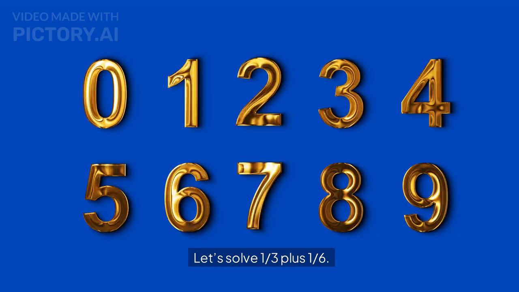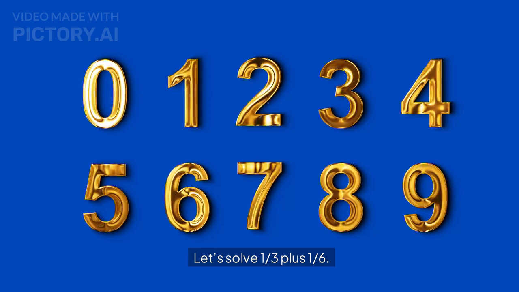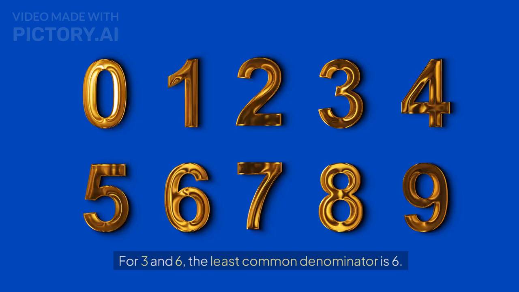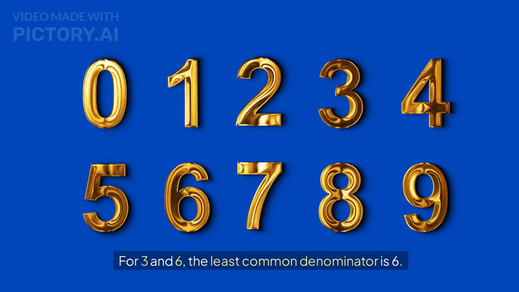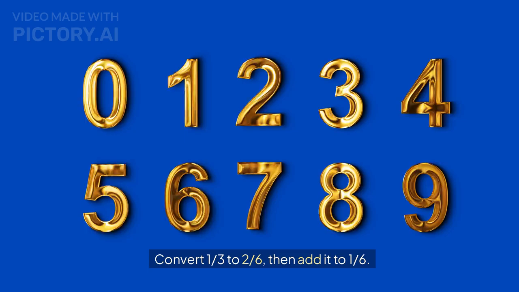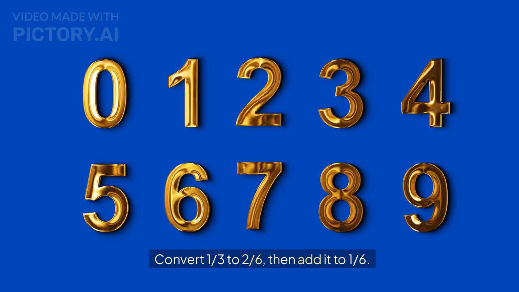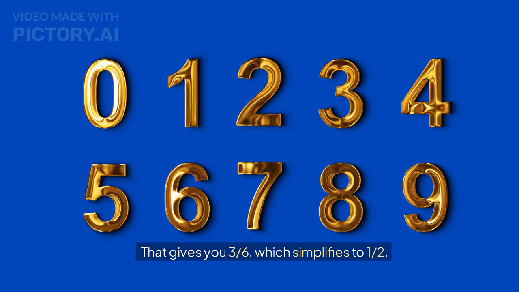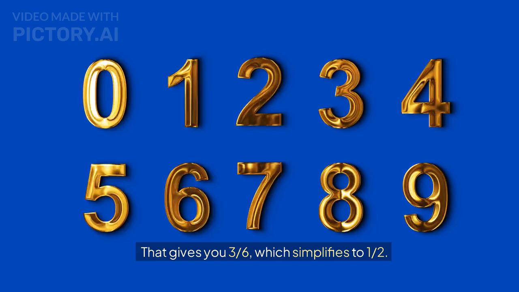But what if the denominators are different? Let's solve 1/3 plus 1/6. Here's the trick. Find a common denominator. For 3 and 6, the least common denominator is 6. Convert 1/3 to 2/6, then add it to 1/6. That gives you 3/6, which simplifies to 1/2.